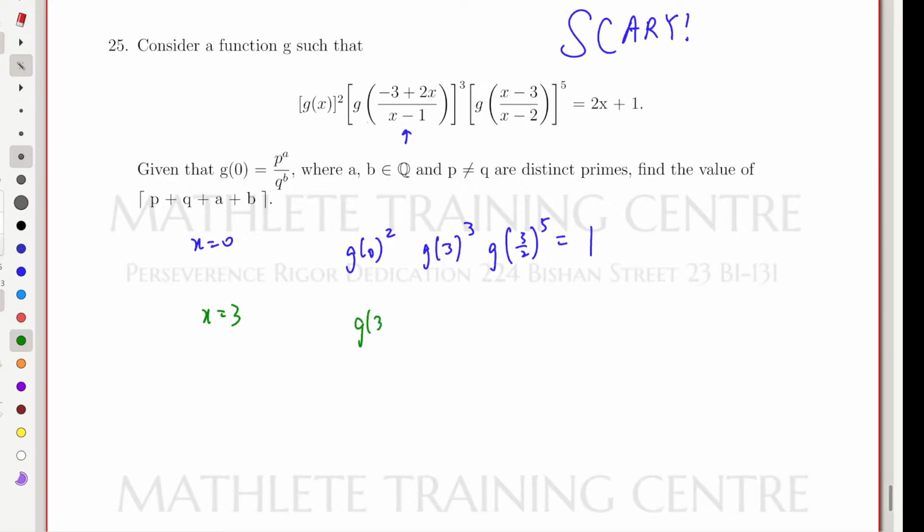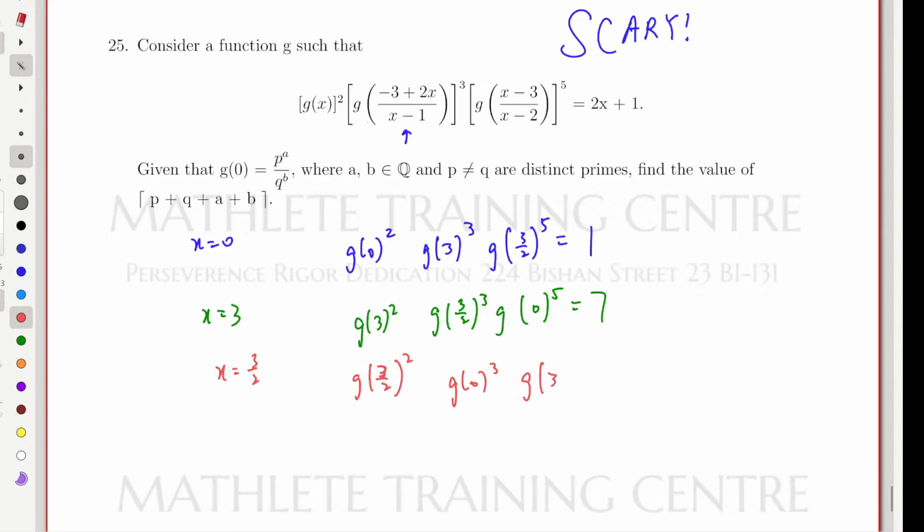You have g3 squared. Then what happens when x equals 3 here? You have 3 over 2, right? g of 3 over 2 cubed. Last one, g0 to the power 5, that equals 7. And then x equals 3 over 2, g of 3 over 2 squared. Then you have g0 cubed. And then lastly, you have g3. If you put x equals 3 over 2, you can check it, put it in. That is g3, so g3 to the power 5 here, that equals 4.